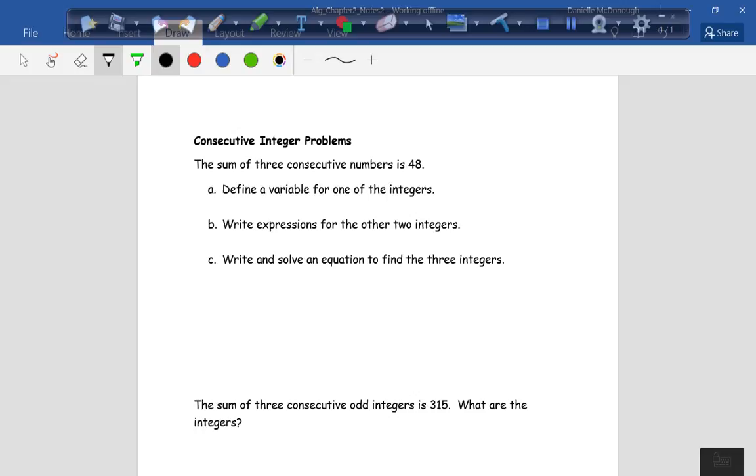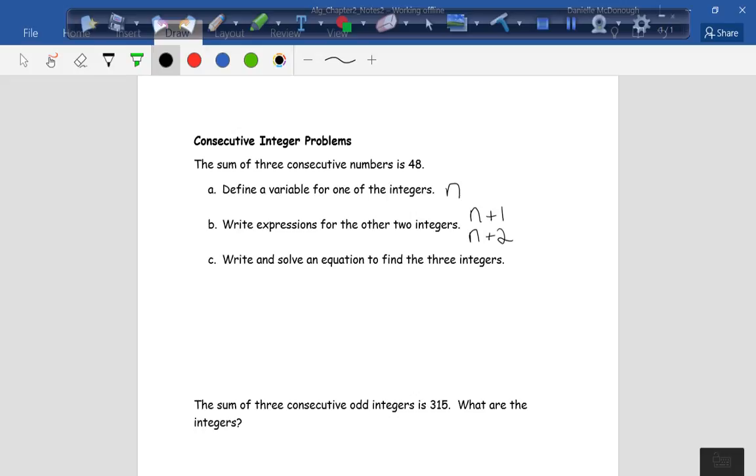It says define a variable for one of the integers. So I'm just going to say one of the integers is n. Then it says write expressions for the other 2 integers. And if they're consecutive, the next one would have to be n plus 1, and then the next one would be n plus 2.